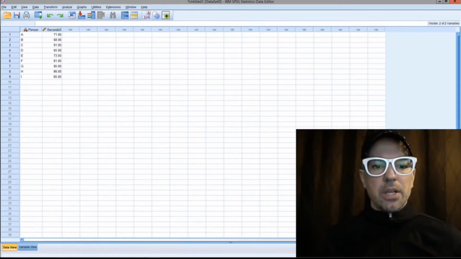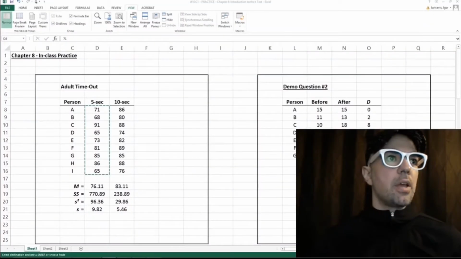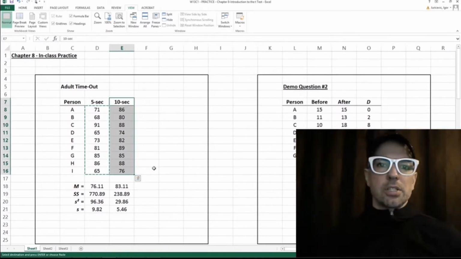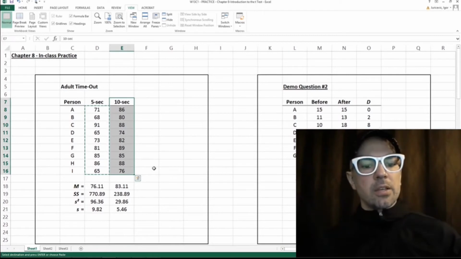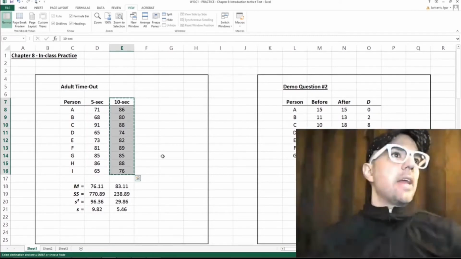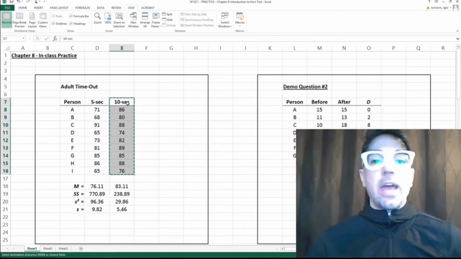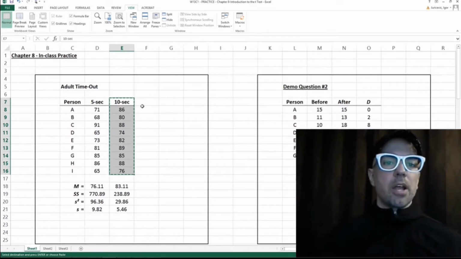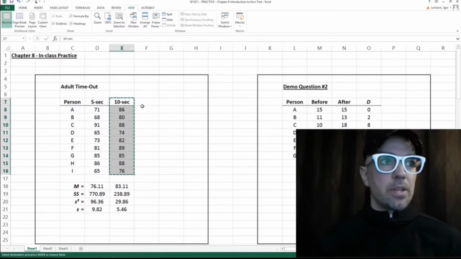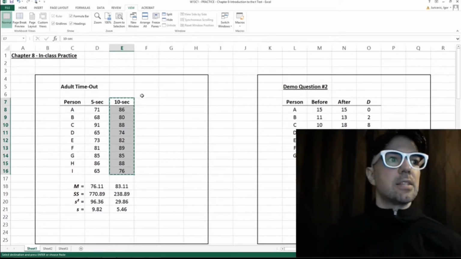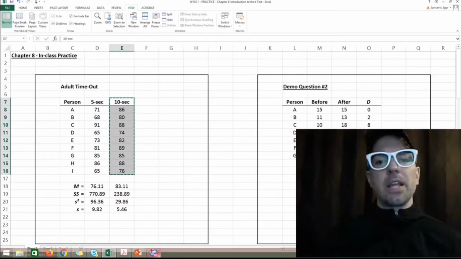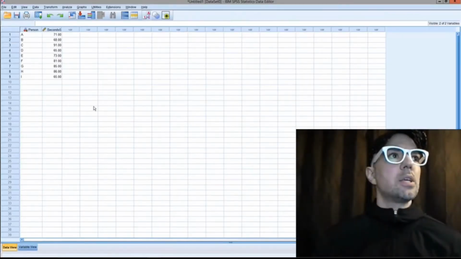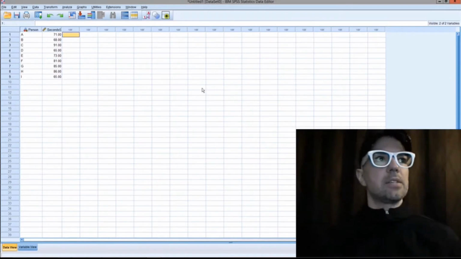The last thing we need to do is import or copy our final variable here. Now I'm going to do this incorrectly just to show you something to begin with. So we're going to copy this, and notice that I have copied the header as well as the data. So not only have I copied all the scores, but I've also copied the label for this variable, that label that indicates that it's the 10-second variable. And this is something that you'll probably do. You'll probably make this error every once in a while. But let's see what happens when we come in here and we paste it.